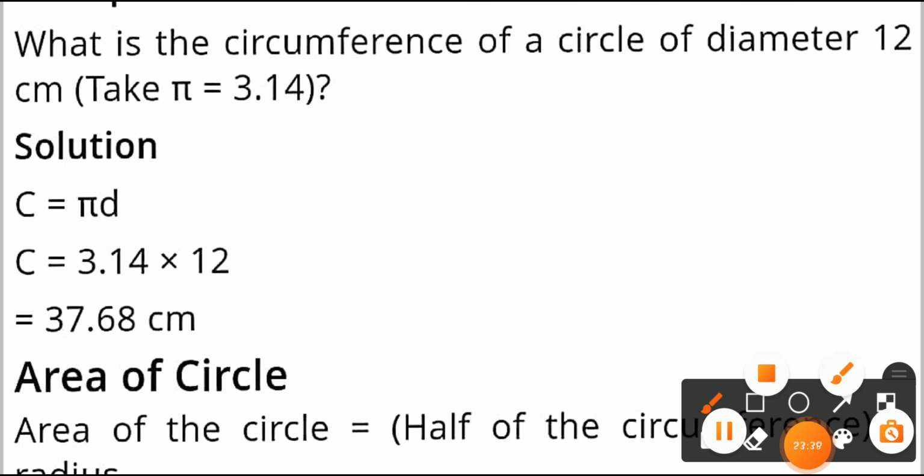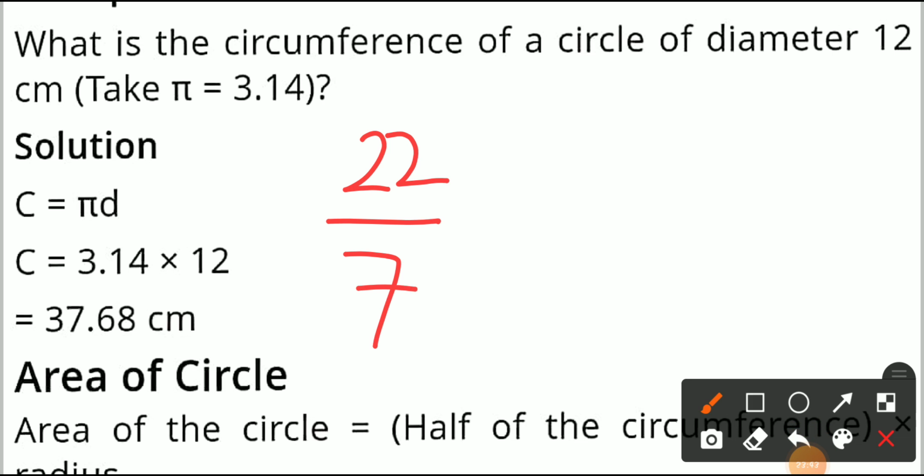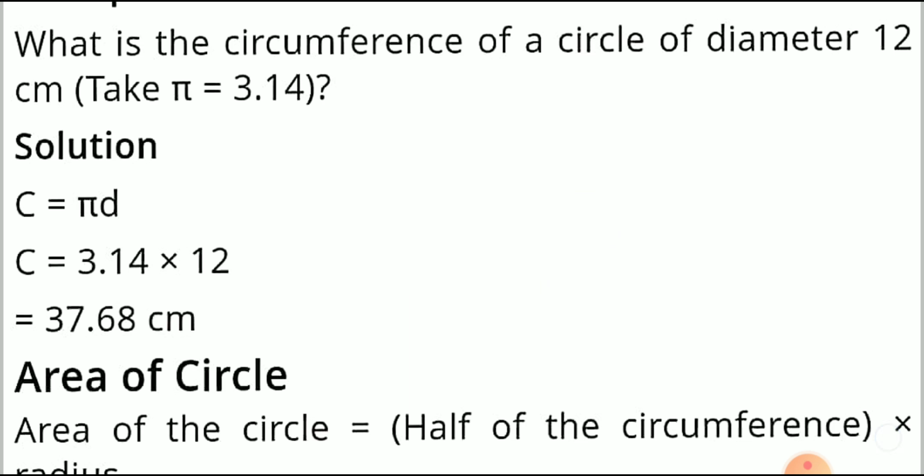I also want to tell you we are taking pi as 22 upon 7. The value of pi is 22 upon 7. If you have to take the value 3.14, it is always given to you in the book. Otherwise you always have to put 22 upon 7.